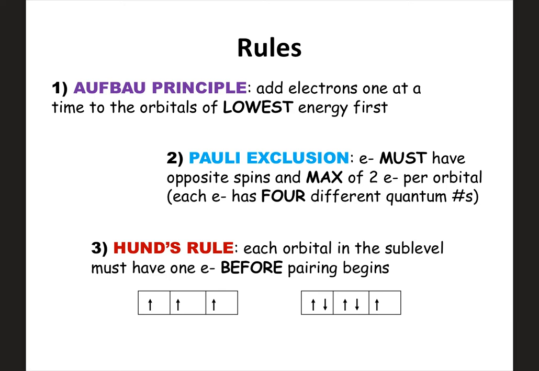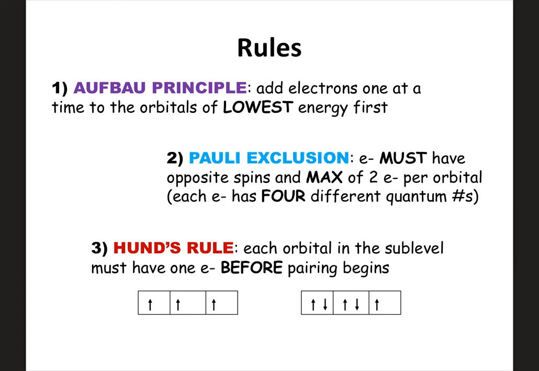The Aufbau principle is basically saying we add electrons one at a time to the lowest energy first. That's why we do 1s and then 2s and then 2p and so on. Pauli exclusion basically says the electrons must have opposite spins. You only have 2 electrons per orbital with opposite spins, and basically this gives us a set of 4 different quantum numbers for each electron.